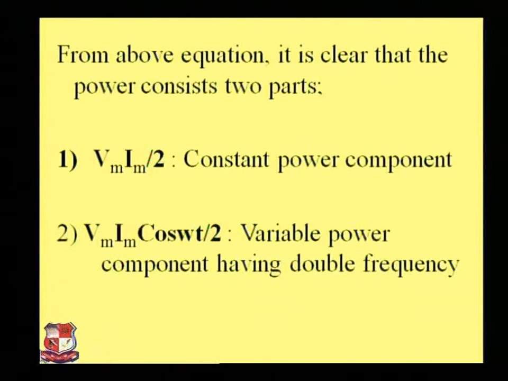Now the first case, that is Vm Im by 2, is a constant power component, there is no variable term. So you can assume that this component is constant, fixed. Now what is your variable component? That is Vm Im cos 2 omega t by 2. Why? Because cos 2 omega t is a variable term. This is the cosine signal. So this one is your variable or dynamic component, having double the frequency.